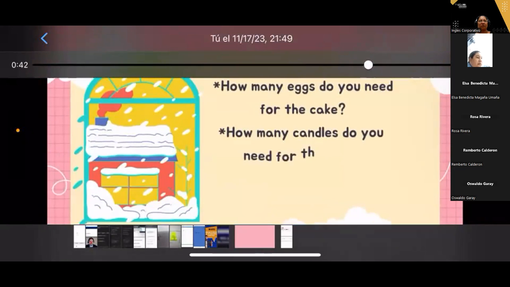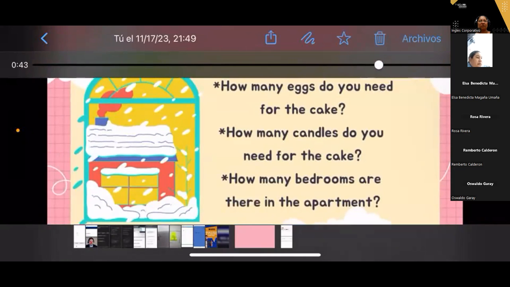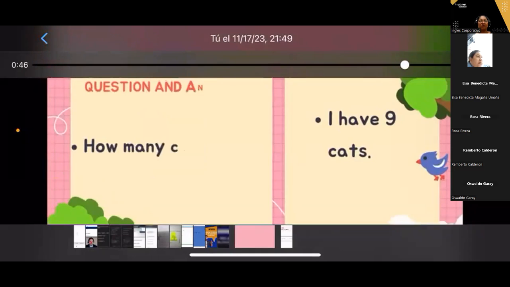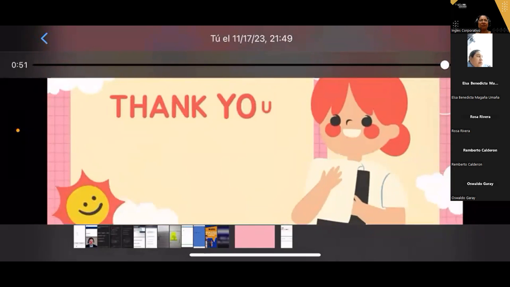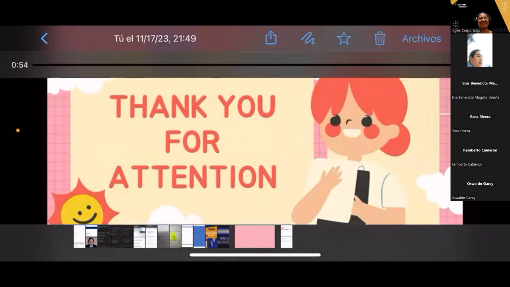Okay, more examples. How many eggs do you need for the cake? How many candles do you need for the cake? How many bedrooms are there in the apartment? More examples. Question and answer using how many. How many cats do you have? I have 9 cats. And thanks for your attention.